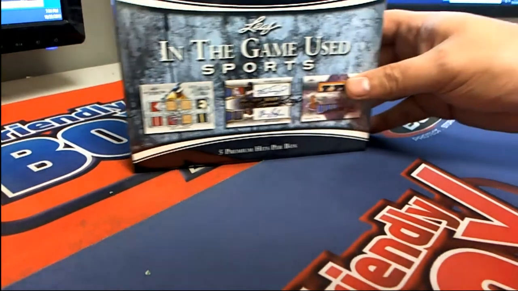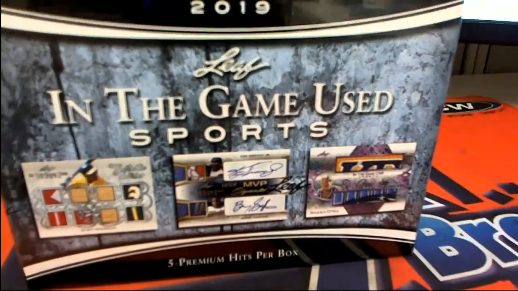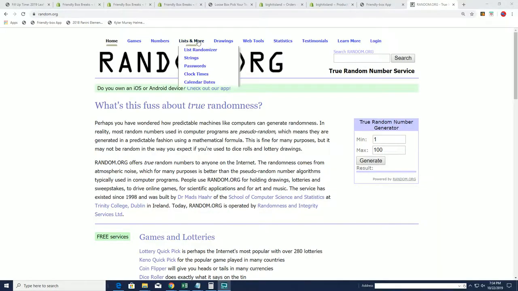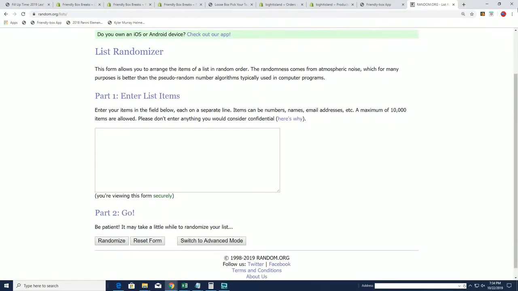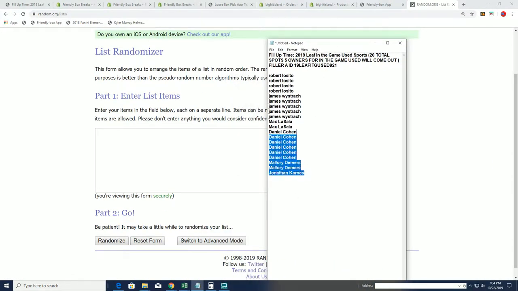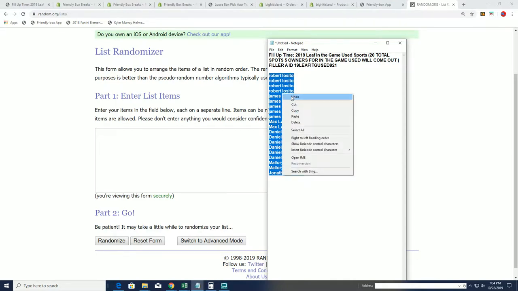Good luck, everyone. In the game used, we have a filler, this is filler A, that is happening right now with your chance to win spots for 350. The top five owners will come up and win spots for 350 in our break that still has nine spots left or so. Let me see.